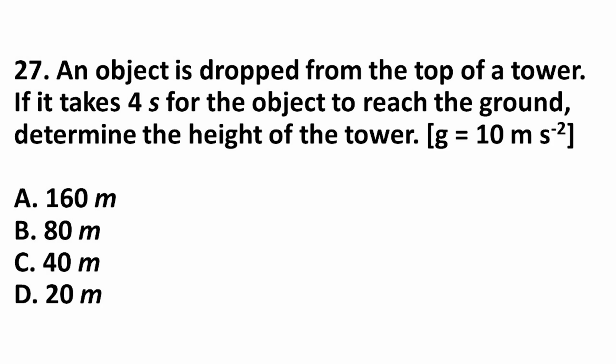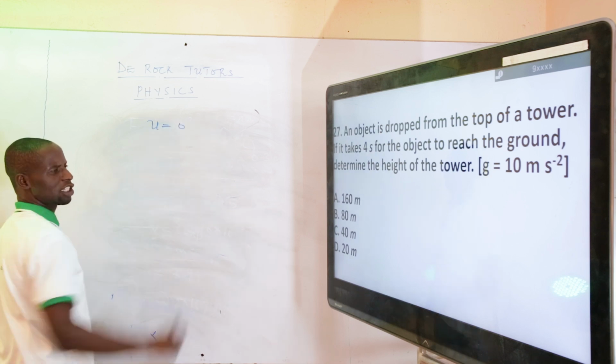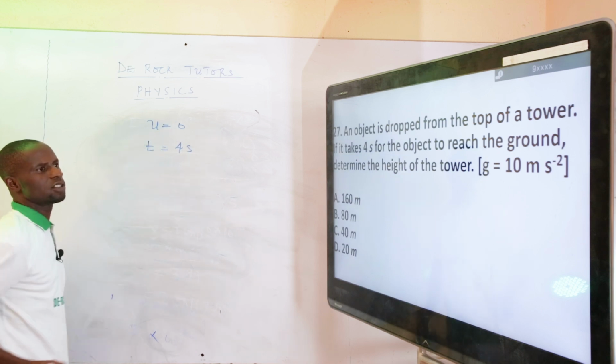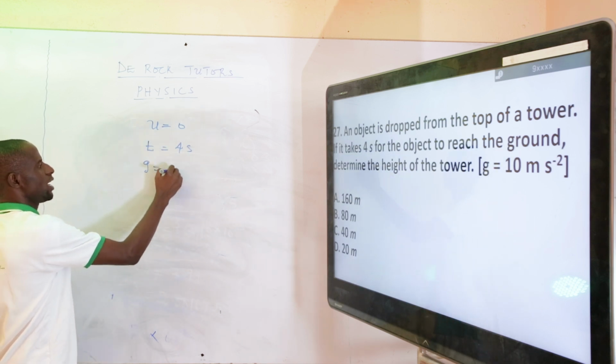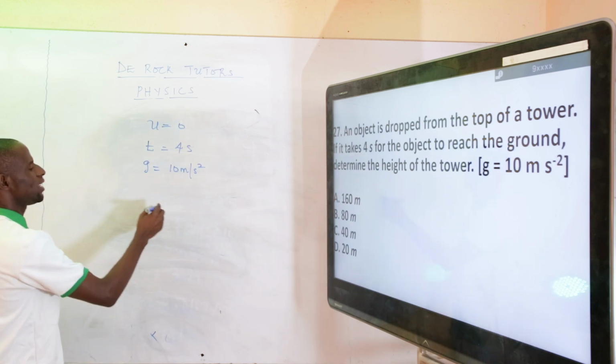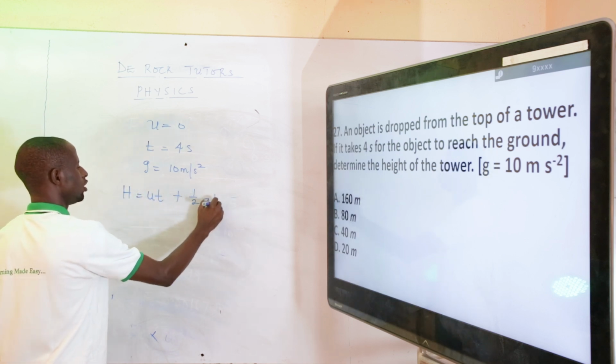An object is dropped from the top of a tower. If it takes 4 seconds for the object to reach the ground, determine the height of the tower, given that g equals 10 meters per second squared. Now, when an object is dropped from a certain height, it means that the initial velocity of the object equals 0. The time for the drop is 4 seconds, and we are asked to determine the height of the tower, which we can do from this formula: h equals ut plus half gt squared.